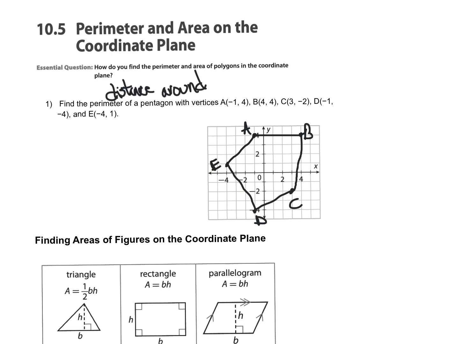Okay. So we need the distance of each of these sides. So AB, BC, CD, DE, and EA. We need the length or the distance of each one of these sides. So AB is easy because it's a horizontal line. So the distance is 5.